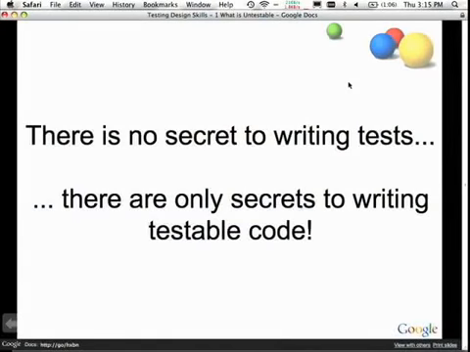There is absolutely no secret to writing tests, none whatsoever. The only secrets there are as to writing testable code, and that's kind of what we want to talk about. And it sounds like you're already ahead of the game and you already know that the answer is unit testing, but for most people, they aren't actually that far along, and most people are still stuck on the premise that there's just some secret sauce to testing, which there isn't.